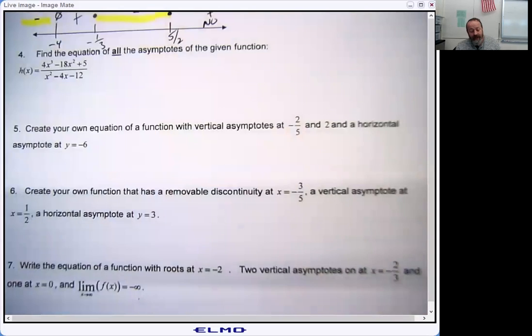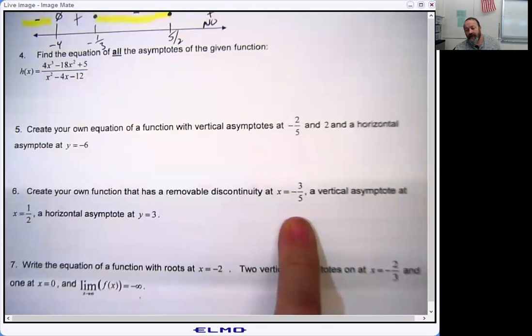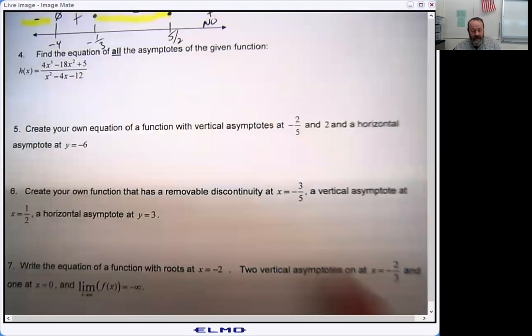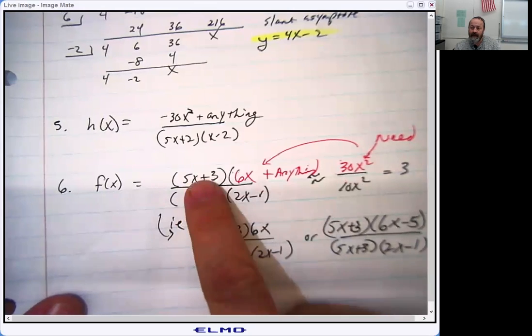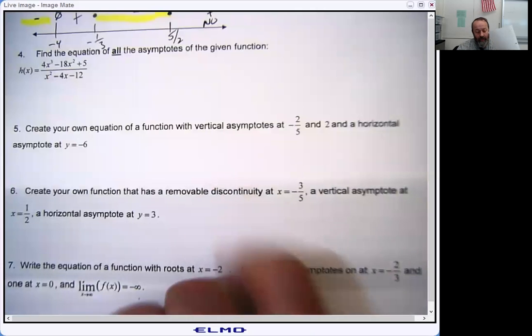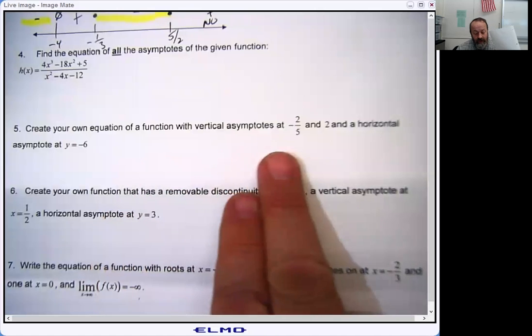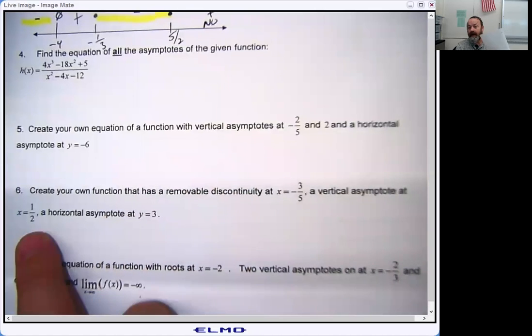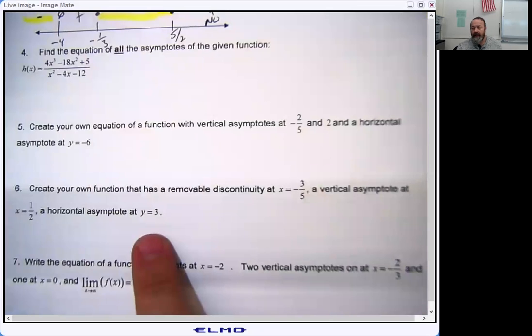Now, for problem 6, we again wanted a removable discontinuity at -3/5. Well, automatically a removable discontinuity means we need common factors. So I had 5x plus 3 over 5x plus 3. That common factor is going to make a removable discontinuity. I want, let's see, a vertical asymptote at 1/2. That's going to put something in the bottom right here, 2x minus 1. And last but not least, a horizontal asymptote at 3.